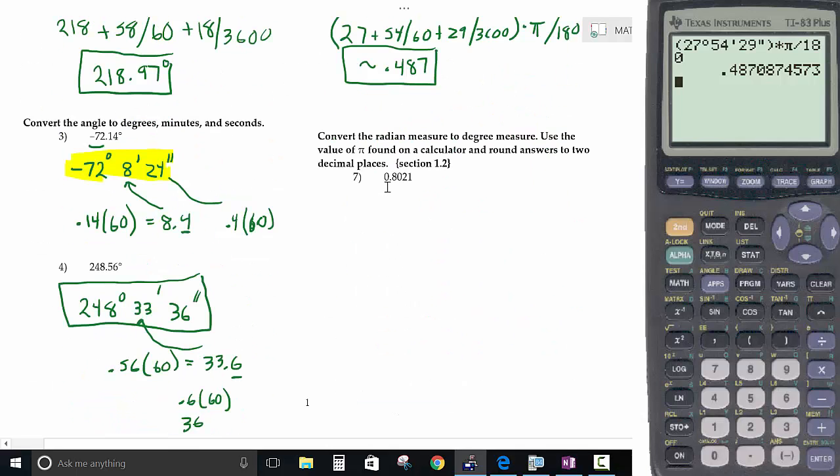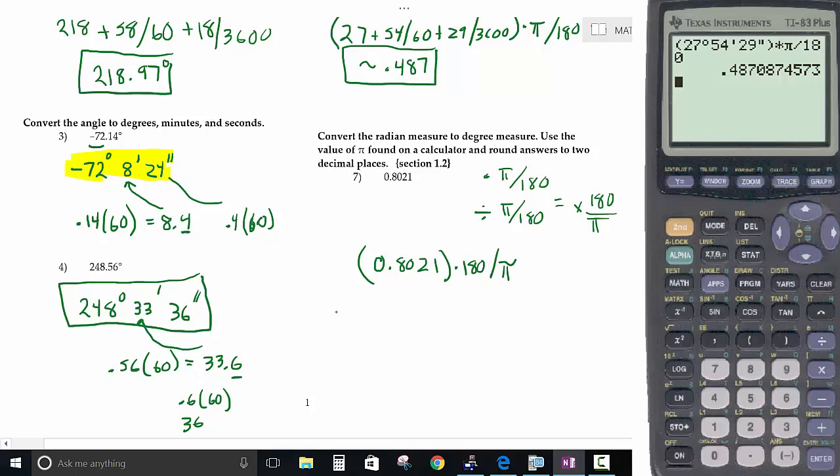All right, next thing, do this backwards. So if we're taking radians and we are changing that to degrees, well, you do the opposite thing. The opposite of multiplying by pi over 180, the opposite of multiplying is really dividing, okay? But when you divide, that's the same thing as multiplying by the reciprocal, so you do this. So what you're going to do is just take the 0.8021. Okay, we're going to multiply that by 180. Then divide that by the pi key like that. Just do that in one step. You don't really need the parentheses on that.